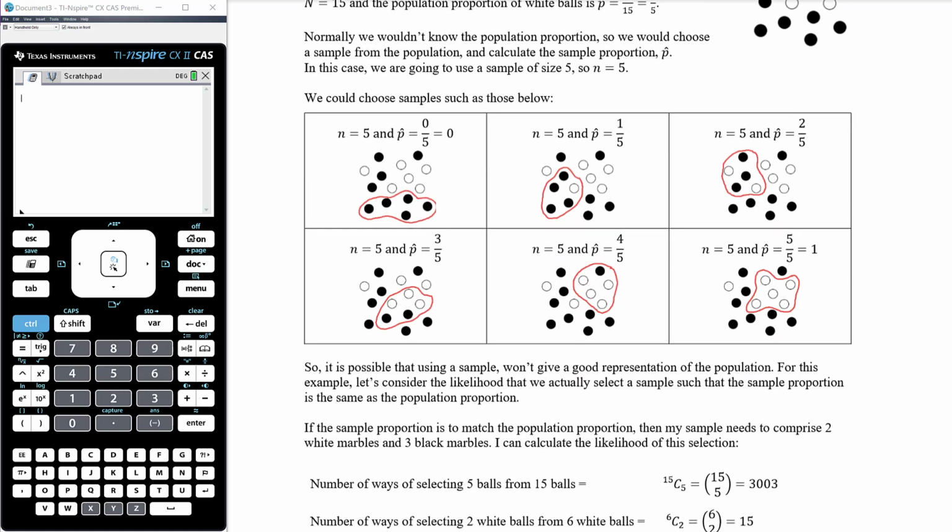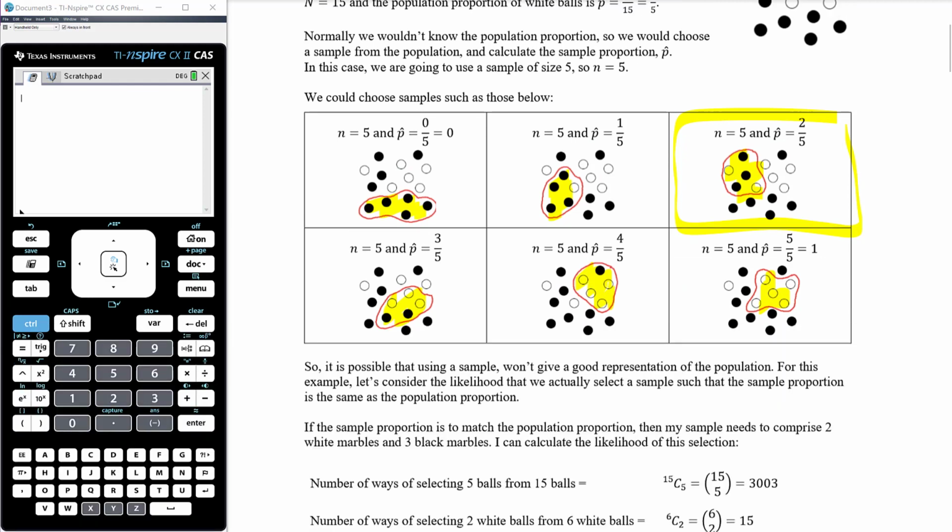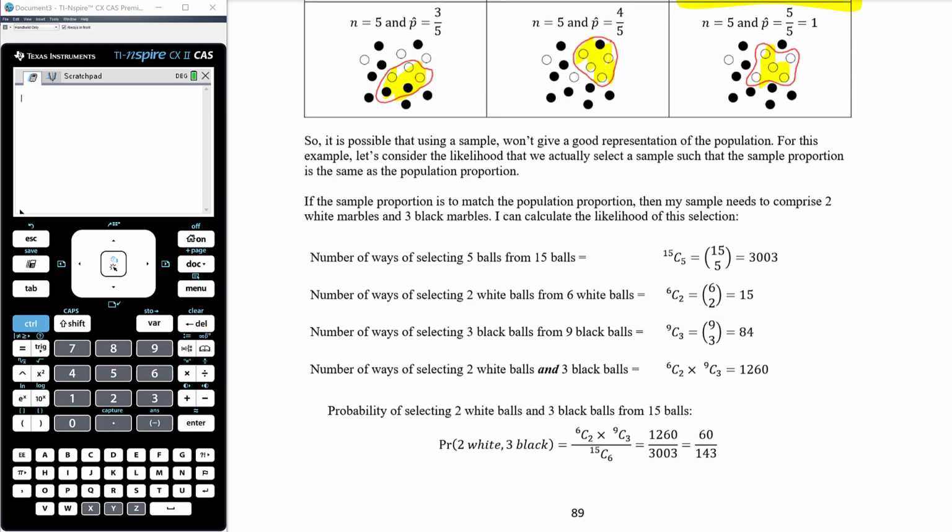One of the issues with this is that we could choose samples such as those below. It would be perfectly possible to end up with a sample that contains 0 white balls, or 1 white ball, hence the sample proportion is 1/5, or 2 white balls, 2/5, and this one would match the population proportion, but it's not going to happen all the time. Or we could choose a sample with 3 white balls, 4 white balls, or 5 white balls. So it is possible that our sample proportion could be 0, 1/5, 2/5, 3/5, 4/5, or 1. So it is possible that using a sample won't give a good representation of the population.